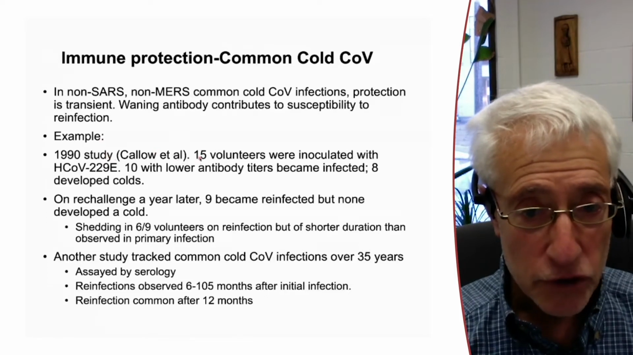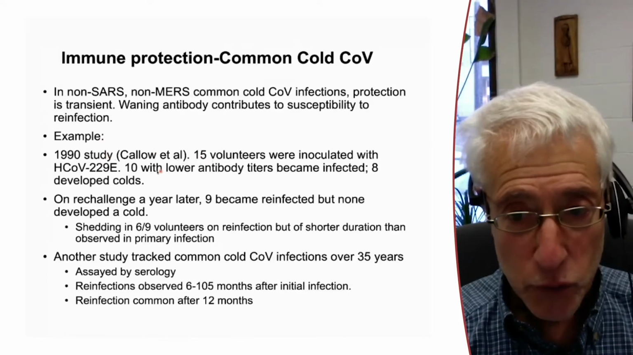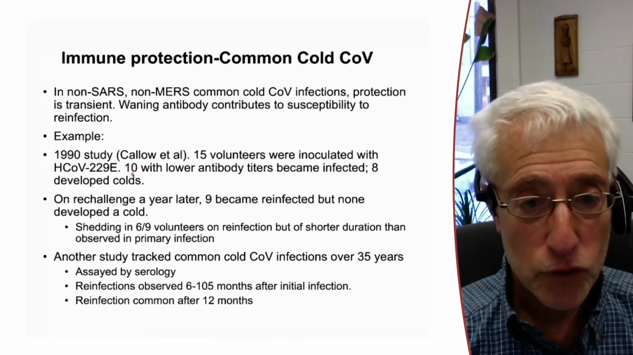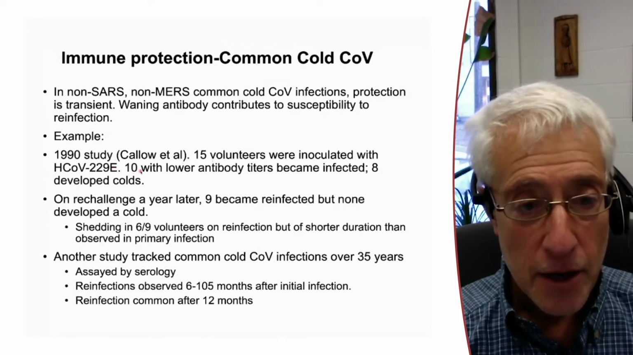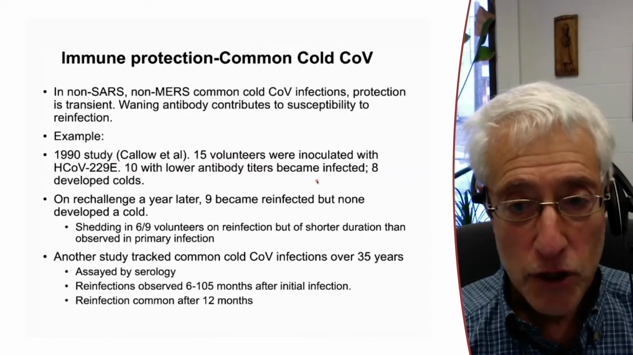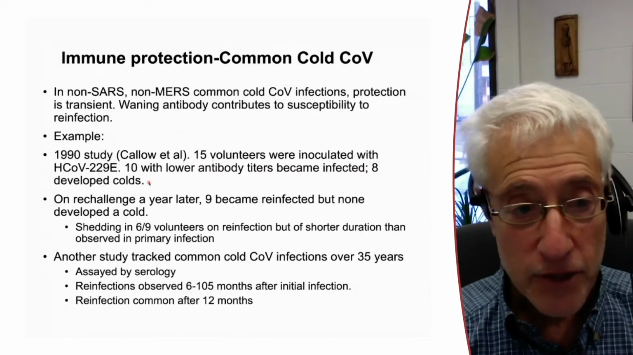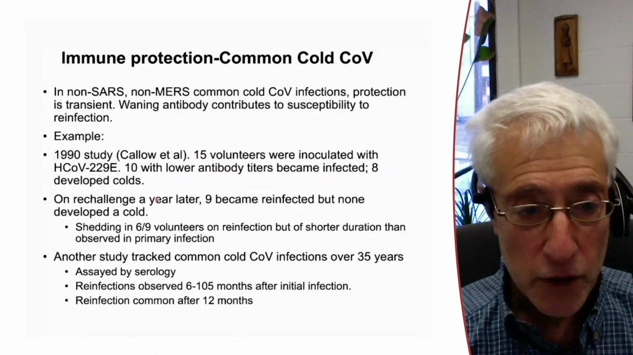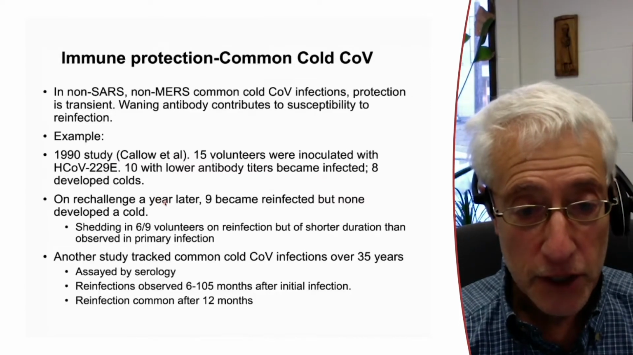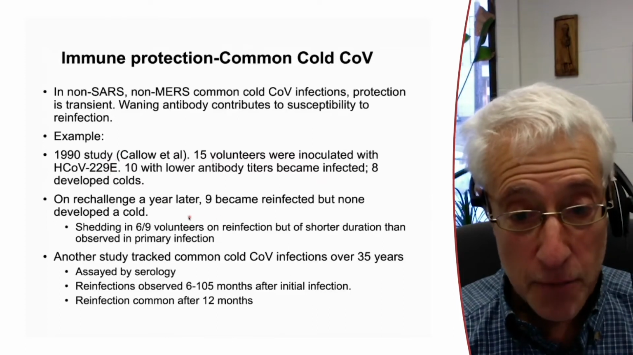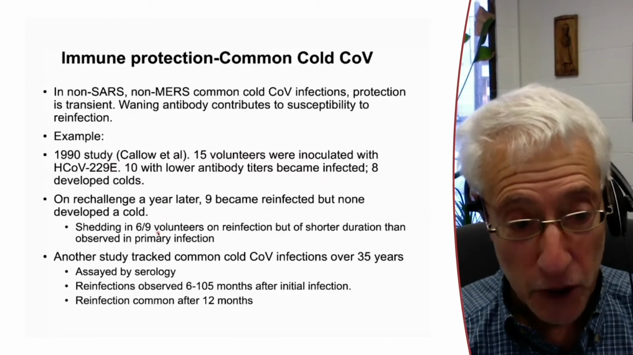What this study showed is 15 volunteers were recruited, and they were inoculated with one of these common cold coronaviruses, 229E, and 10 of these individuals who had lower antibody titers than the rest became infected, and 8 of these people developed colds. So then these people were sent home, and then a year later they were brought back to the testing site and re-challenged with the same strain of 229E. 9 became reinfected, but none developed a cold.